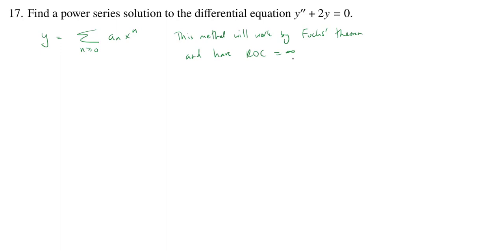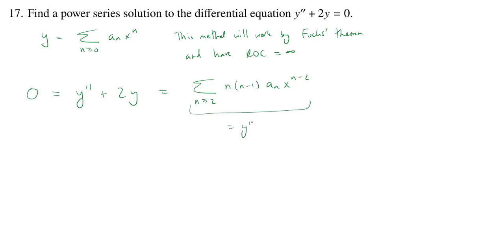Great. All right, well, let's put y into this differential equation. So we have 0 equals y double prime plus 2y. If I take the second derivative of this power series, the constant and linear term will die, so I can start at 2. When I take a general term, I have to do two derivatives: first I pull down an n, then an n minus 1, and then I'll be at x to the n minus 2.